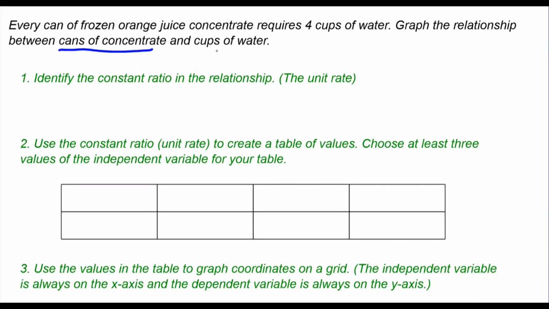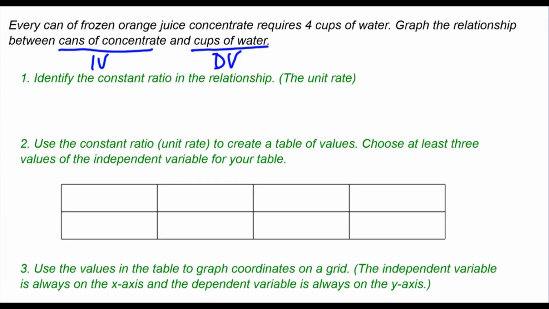So cans of concentrate and cups of water are my 2 variables. So I need to identify which one's independent and which one's dependent before I can find my constant ratio. And the independent variable here is cans of frozen juice, because I need to know how many cans I have before I can determine how many cups of water I'm going to need to make the juice. So the cups of water depends on how many cans of concentrate I have. So first of all, I need to identify those 2 things. What's the independent variable? What's the dependent variable?